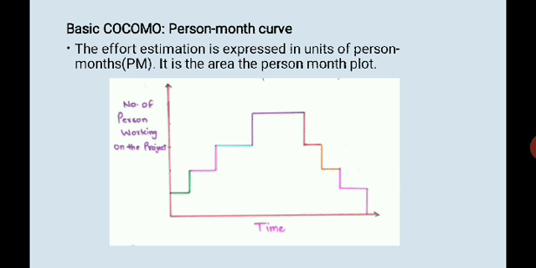Basic COCOMO, that is the person month curve. The effort estimation is expressed in units of person months. It is the area of the person month plot, with the number of persons working on the project on one side and time on the x-axis. So on the x-axis you have time and on the y-axis you have the number of persons. As time progresses, the number of persons increases, and after reaching a peak value, it declines, right? So this is how our graph goes.